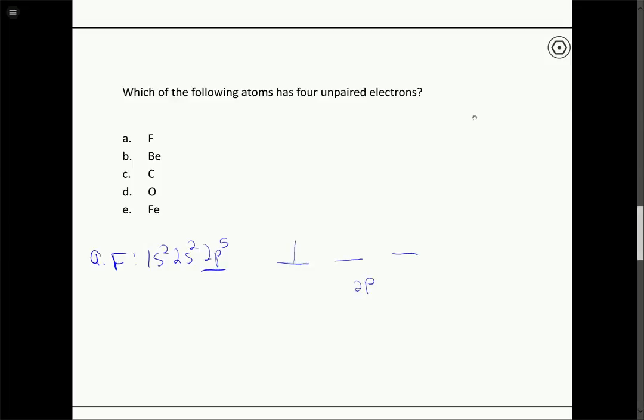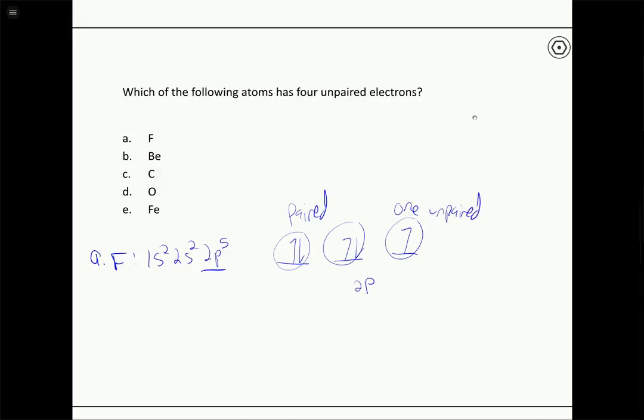Hund's rule tells us that we fill them one at a time first, all with the same spin. That's 3 electrons, and then we go back and add the last 2. So these two are going to be paired. They have one spin up and one spin down, so we only have one unpaired electron here. Alright, so fluorine only has one unpaired electron. We're looking for the one that has 4, so it's not going to be this one.